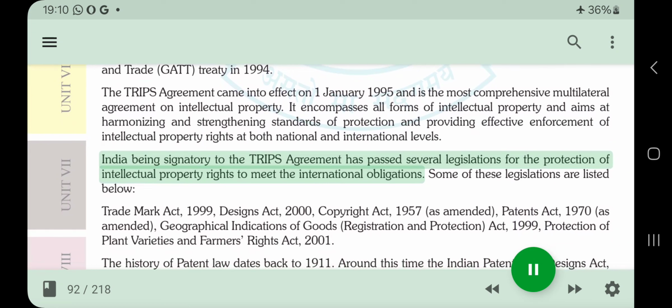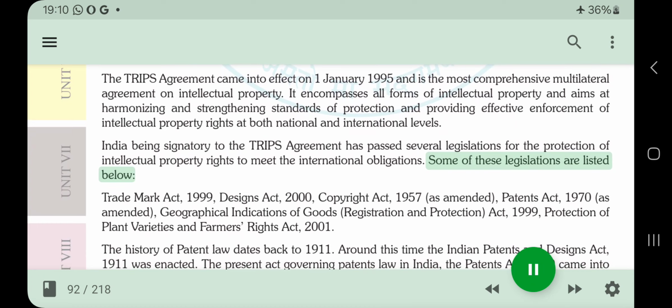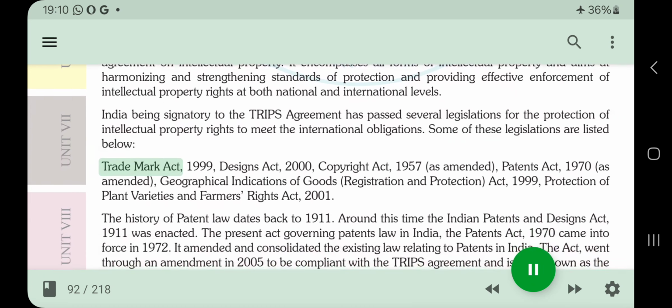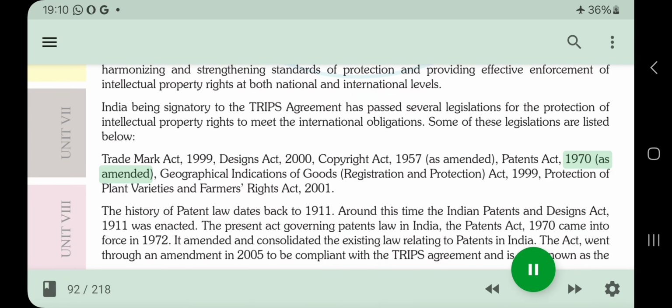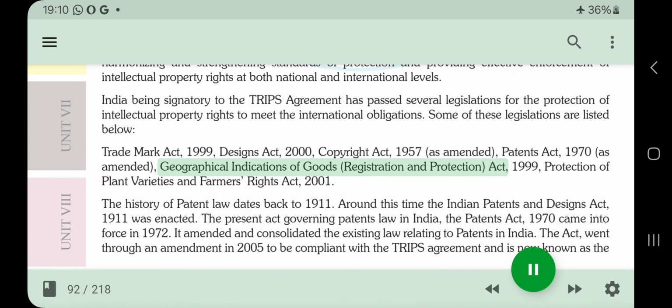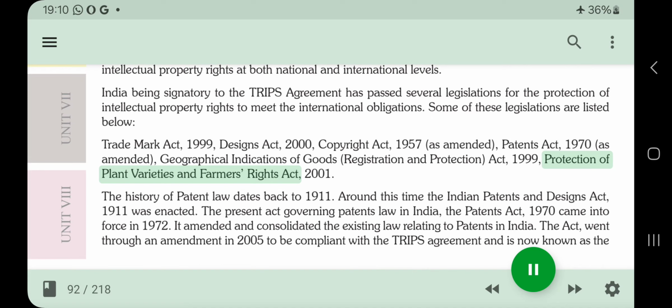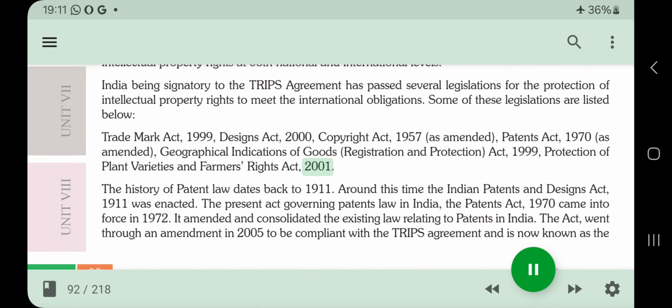India, being signatory to the TRIPS agreement, has passed several legislations for the protection of intellectual property rights to meet the international obligations. Some of these legislations are listed below. Trademark Act, 1999, Designs Act, 2000, Copyright Act, 1957, as amended, Patents Act, 1970, as amended, Geographical Indications of Goods, Registration and Protection Act, 1999, Protection of Plant Varieties and Farmers' Rights Act, 2001.